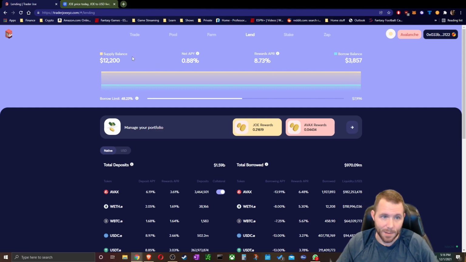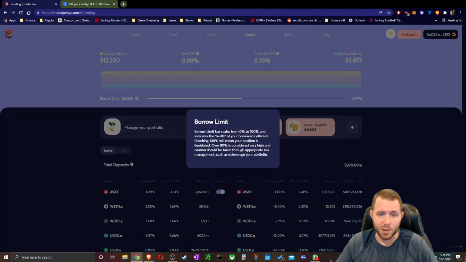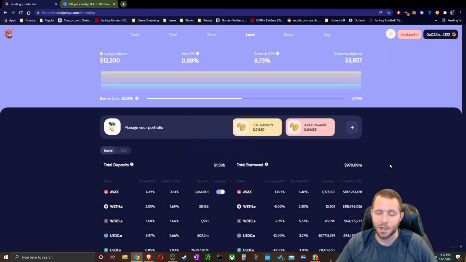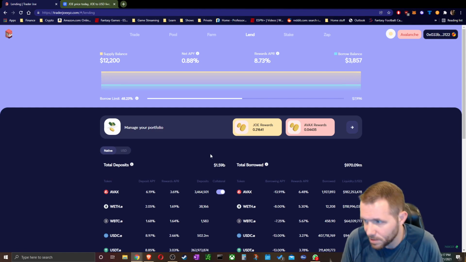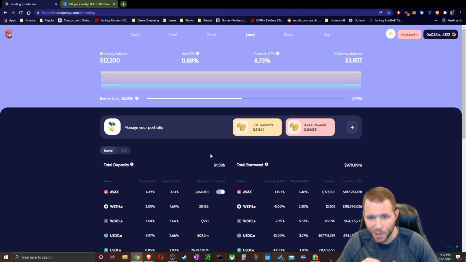It shows you your supply balance, how much you've given. And then this is kind of like the health, right? The health of this is your maximum you're allowed to borrow. This is your borrow limit. And when this gets to a certain percentage, it says here, and it gives you some ideas of what's considered very high and whatnot. Because the biggest risk with this is that you can be liquidated. But there are things you can do to avoid that. And let's start simple and then get more complex as we go.